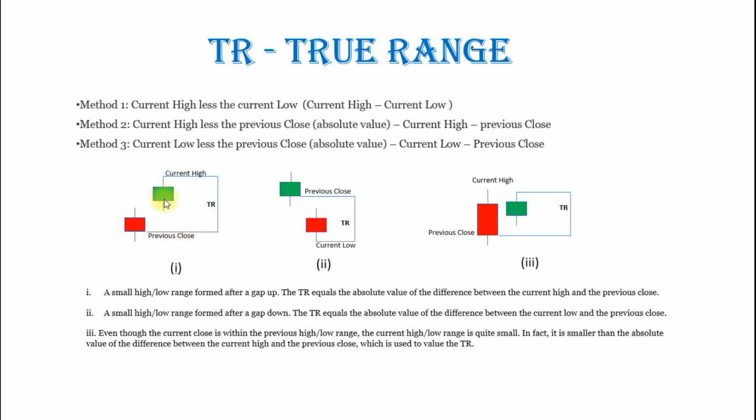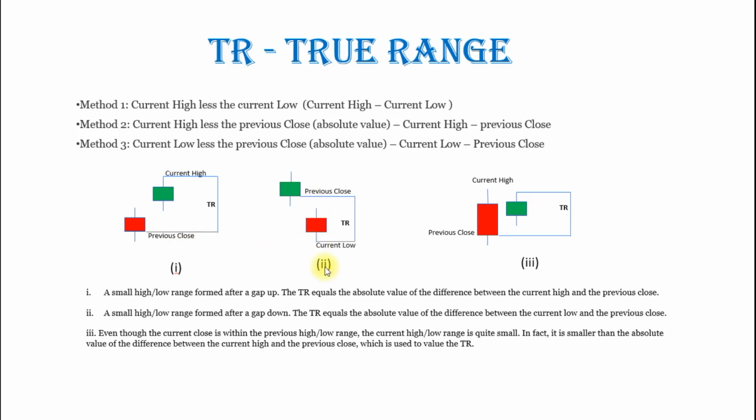What does the first picture denote? That there is a gap in the price. So how will we calculate the true range here? What is written is a small high or low range formed after the gap up. So there is a gap in the price, that's what we have written here. So how is the TR calculated? That is the difference between the current high and the previous close. So we will get the true range value. I think you are clear with the first method.